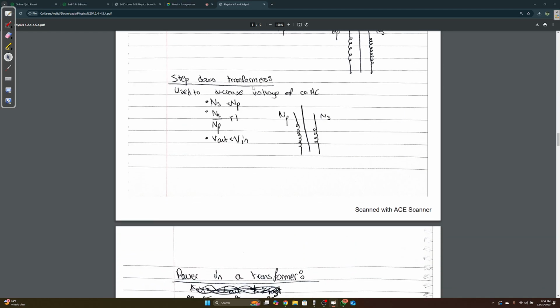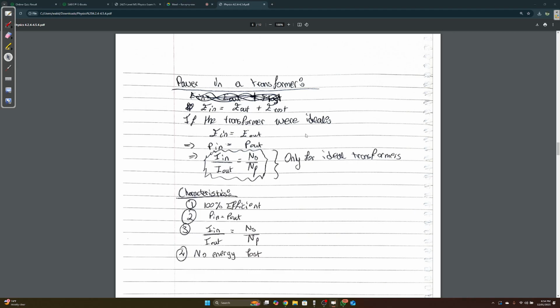Step-down transformers are used to decrease voltage. Here, the secondary coil will have fewer loops, and the transformation ratio will be less than 1. It's going to be a decimal. And the voltage going out will be less than the voltage going in because it's stepped down. As you can see here, the primary coil has more loops than the secondary.